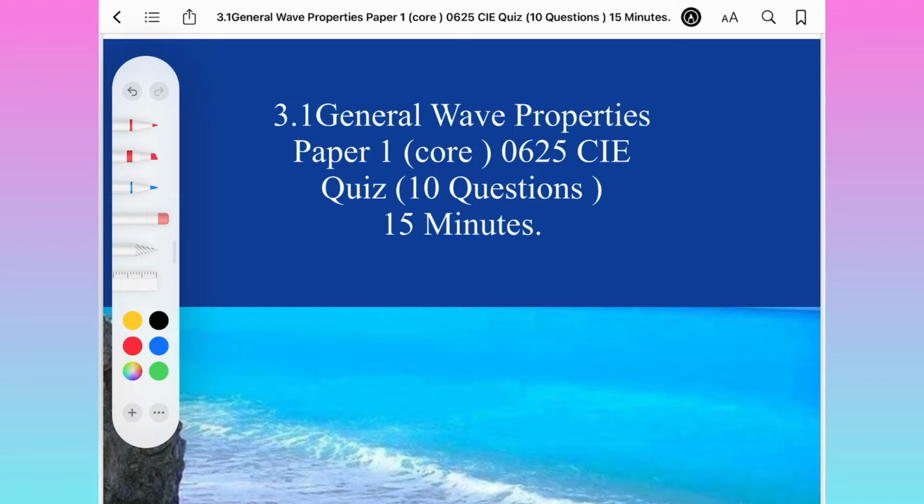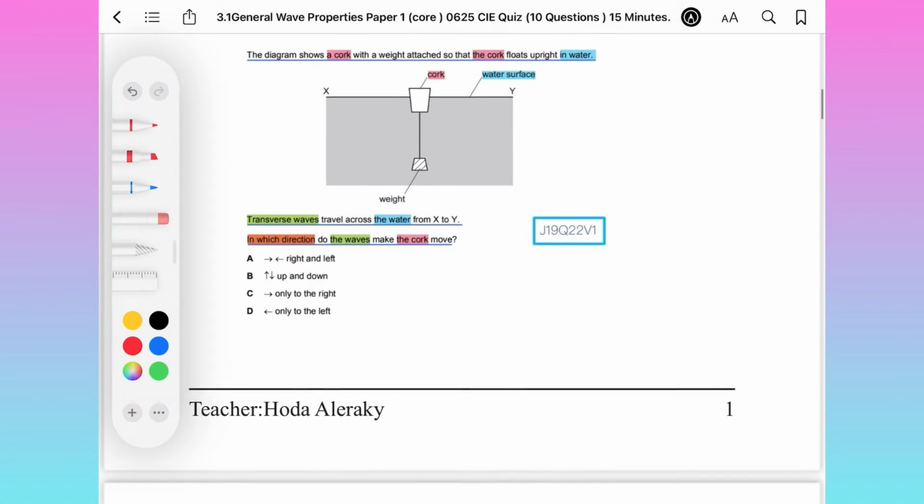Hello everyone, today we have general wave properties. We are checking your answers. We have a quiz for paper 1 core and extended candidates. Let's check question number 1.